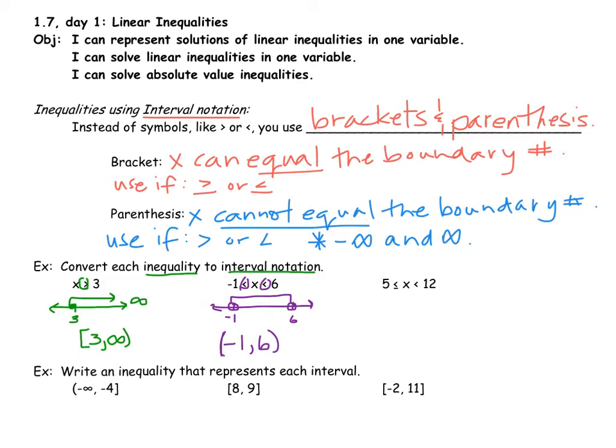Our last example, 5 is less than or equal to x, which is less than 12. Again, if we were to describe that on our number line, we'd have a 5 and a 12. The 5 would have a closed dot, but the 12 would have an open dot, and x is in between. Again, anything that has that equal bar is a bracket for your boundary, and 5 is the lowest number, all the way up to 12, and since 12 doesn't have the equal part underneath, we use a parenthesis.